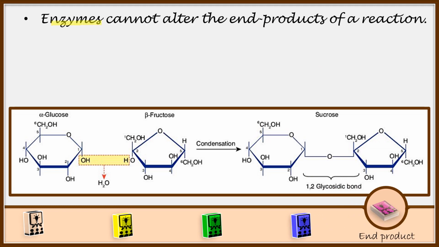Enzymes cannot alter the end product of a reaction. For example, if we have our enzyme here, which has speeded up this reaction, and we have sucrose as our end product, then this enzyme still cannot change this product into another form.